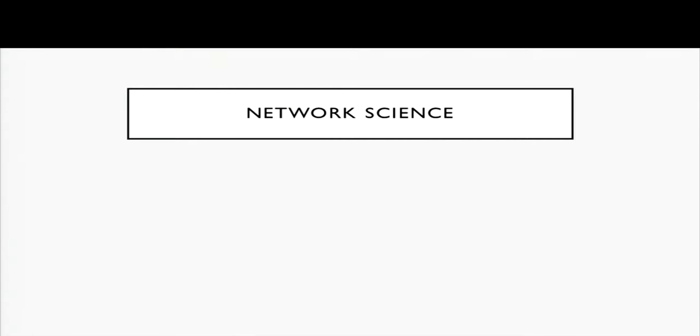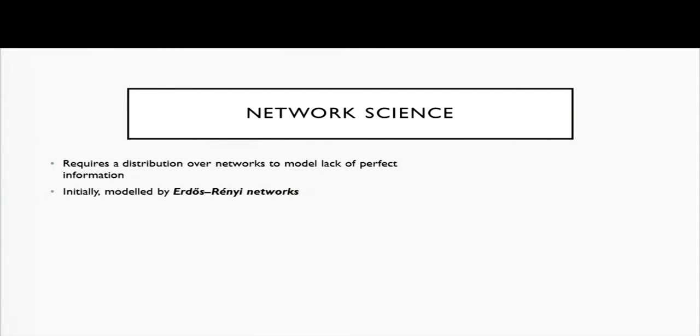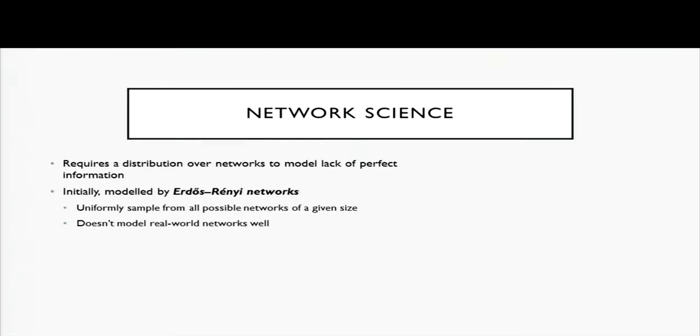So I'll just quickly review some of the concepts, and we can get started. In network science, we require that we have a distribution over networks that allows us to model the lack of information that we have in the real world. And initially, people modeled these by what are called Erdős-Renyi graphs, or networks, which uniformly sample from all possible networks that can exist. However, it turns out that in the real world, we don't really have networks that look like Erdős-Renyi networks very often. And so people were searching for a better way to model these graphs.